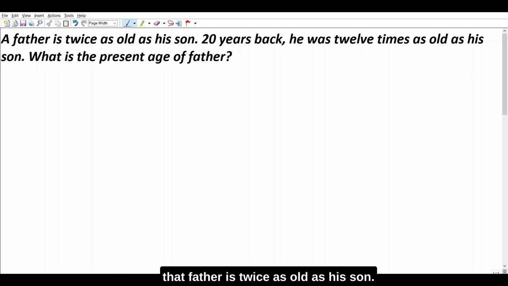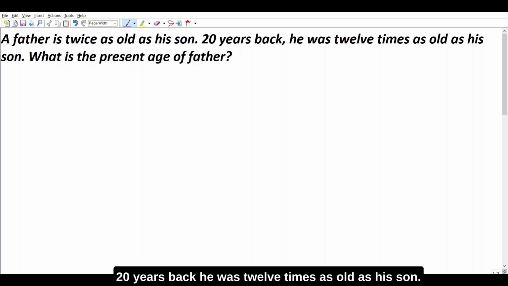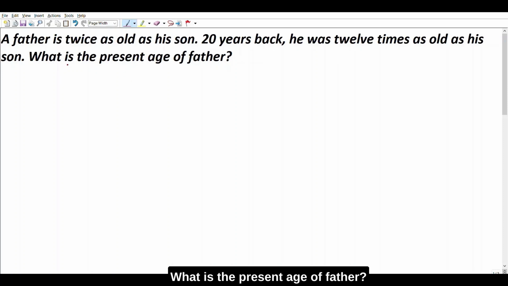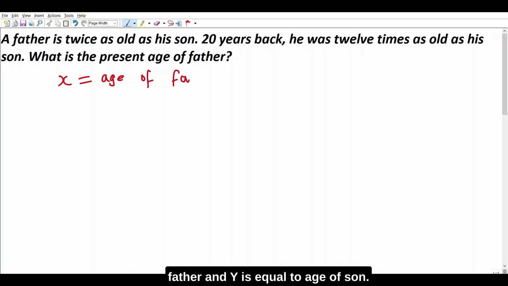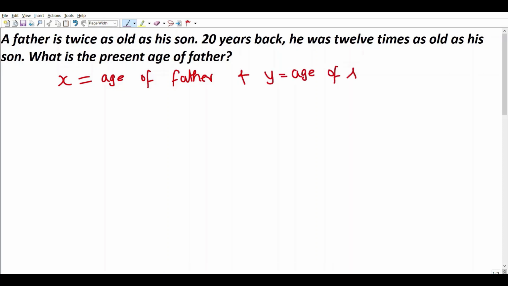A father is twice as old as his son. 20 years back, he was 12 times as old as his son. What is the present age of father? We assume that x is equal to age of father and y is equal to age of son.